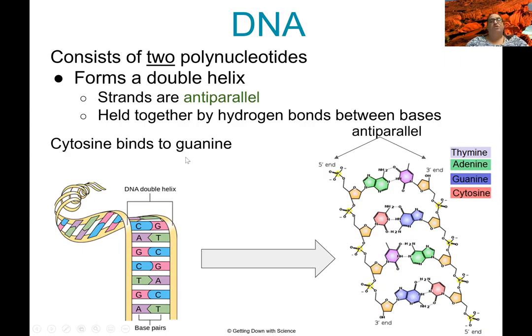As a rule, and you hopefully remember this, but you might not, cytosine binds to guanine, adenine binds to thymine. ATCG, apple tree chewing gum, right?